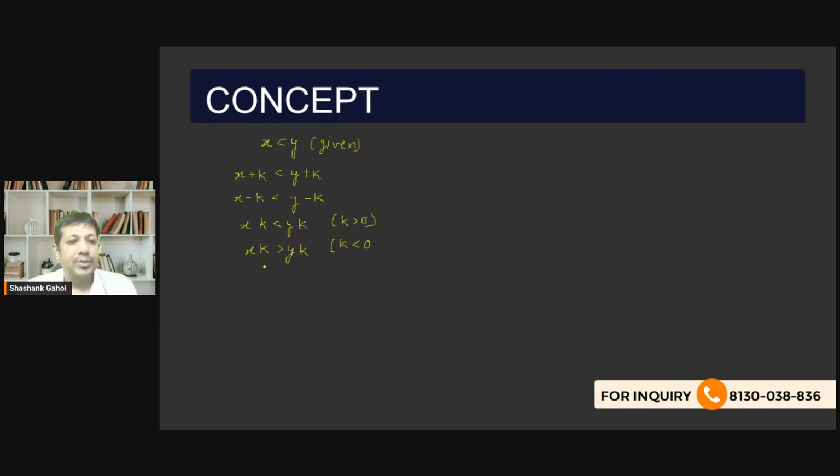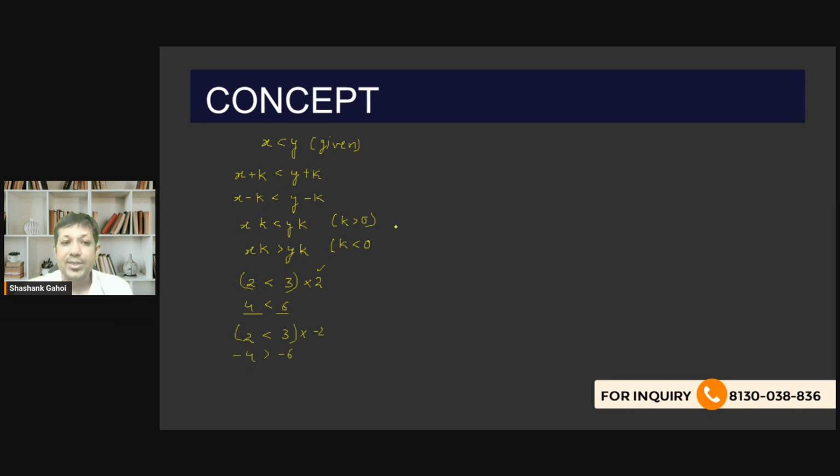Now, how is it so? Let's take an example. 2 is less than 3, so x is 2, y is 3. Now let's multiply this whole thing by 2. I'm going to get 4 and 6. Is 4 less than 6? Yes. So if k is positive, my inequality holds true. Now let's multiply with minus 2. We are going to get minus 4 and minus 6, and minus 4 is greater than minus 6.